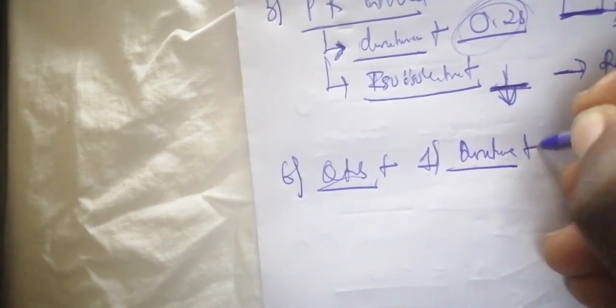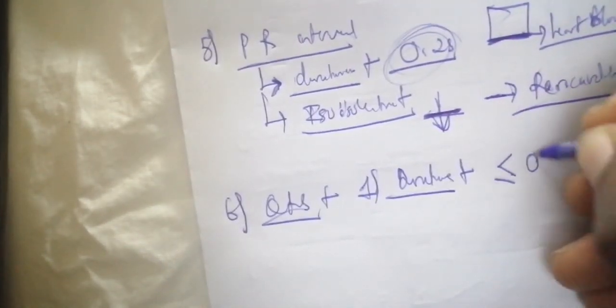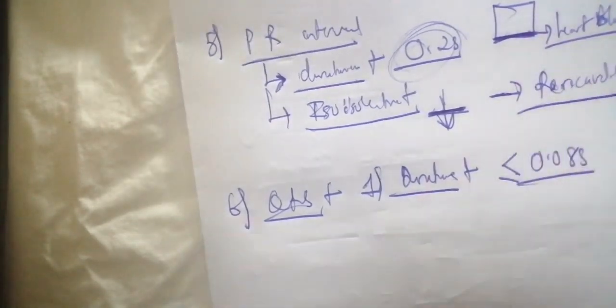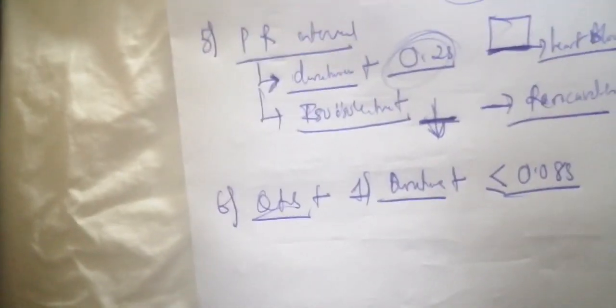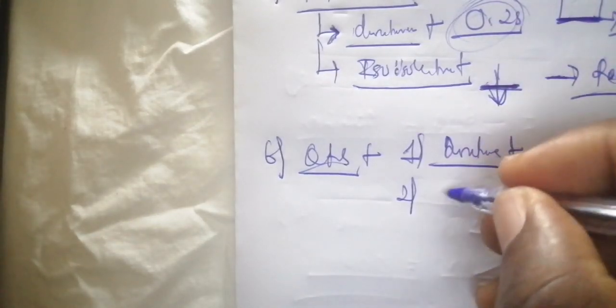So for the QRS complex, there are different elements that you have to visualize. The first element is the duration of the QRS complex. Generally, the duration of the QRS complex is less than or equal to 0.08 seconds. Is it clear? That's the first element. The second element is the morphology of the QRS complex.